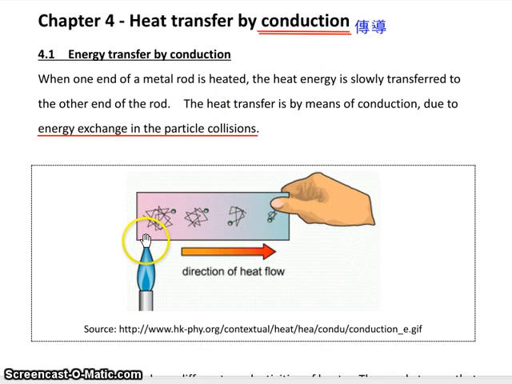So at the hot end, particles gain more energy, and these particles vibrate more vigorously. They have more kinetic energy. They then collide with the next particle, and energy is transferred from one particle to another. And in this way, energy is transferred from the hot end towards the cold end.